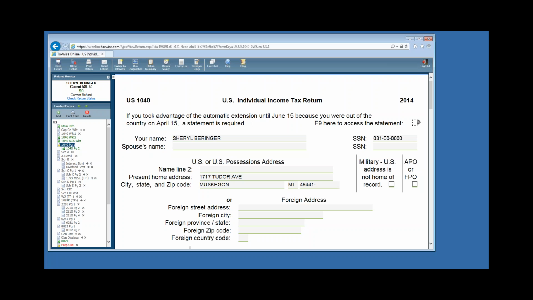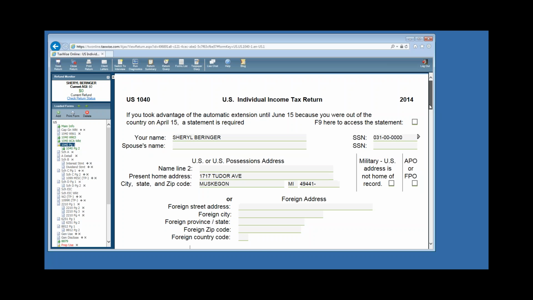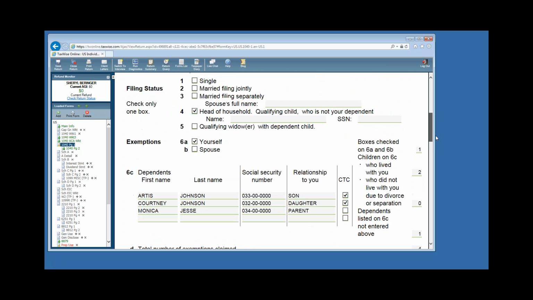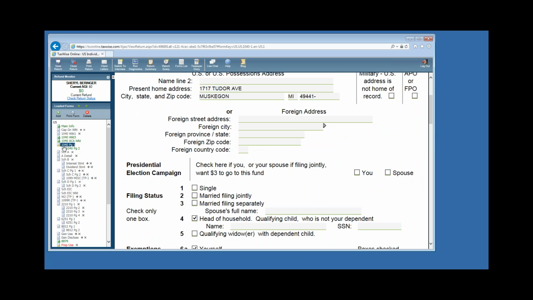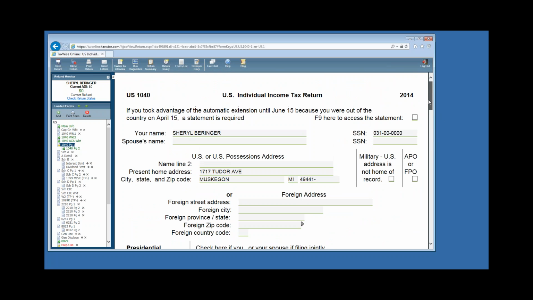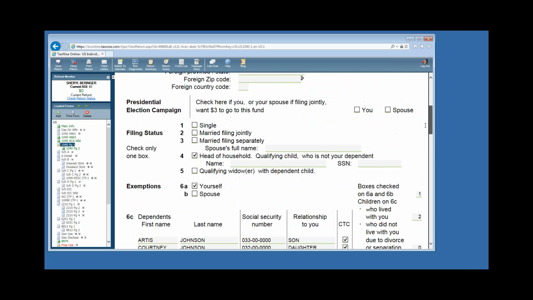About 90% of the tax returns that we see have just minimal essential coverage and there's not a whole lot you need to do. So all this information, we jumped over here to the 1040, page 1. All this information flows from the main information page and carries right through the tax return.